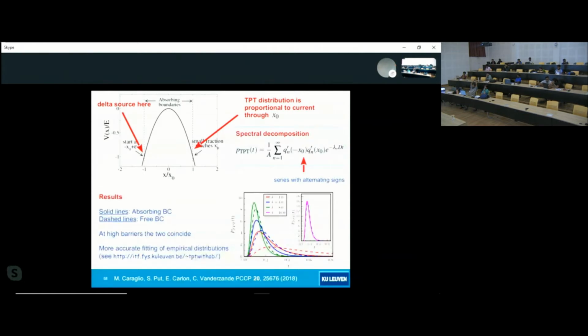And now we can find what the TPT distribution is. We have to find numerically the lambda of n and the Q of n, these hypergeometric functions, put them together, sum 100 of them, and we find this distribution. Of course, it's not a full analytical function as for the free boundary conditions, but we have to do this process numerically, and it's not very efficient.